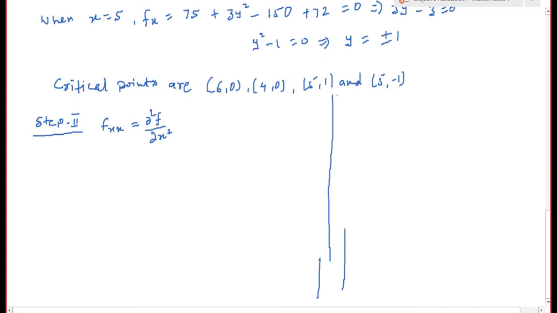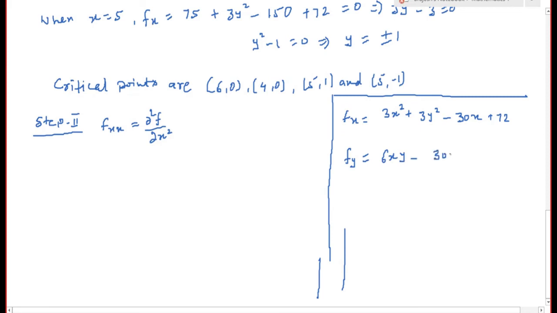So first what we have, fx. Fx was here 3x square plus 3y square minus 30x plus 72, and we had fy. Fy was 6xy minus 30y.